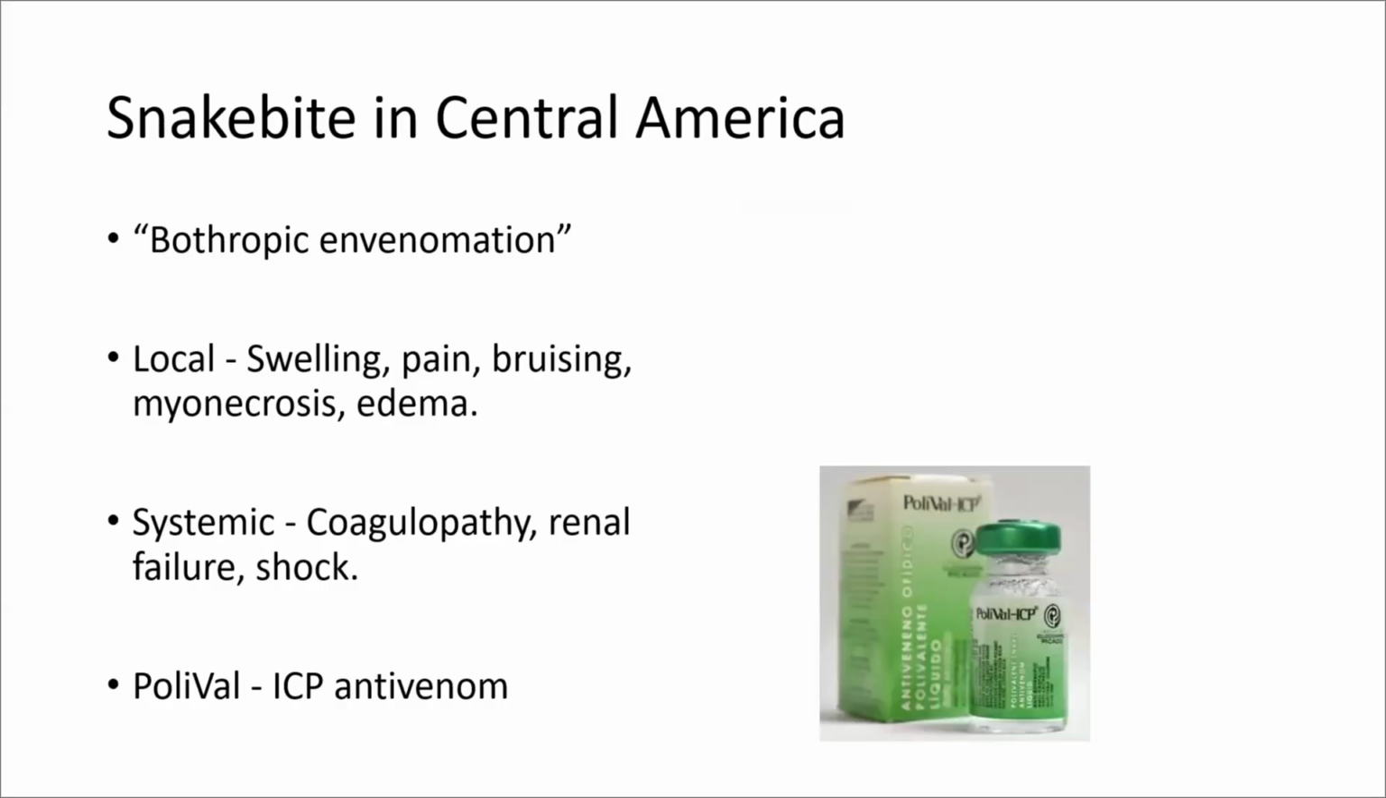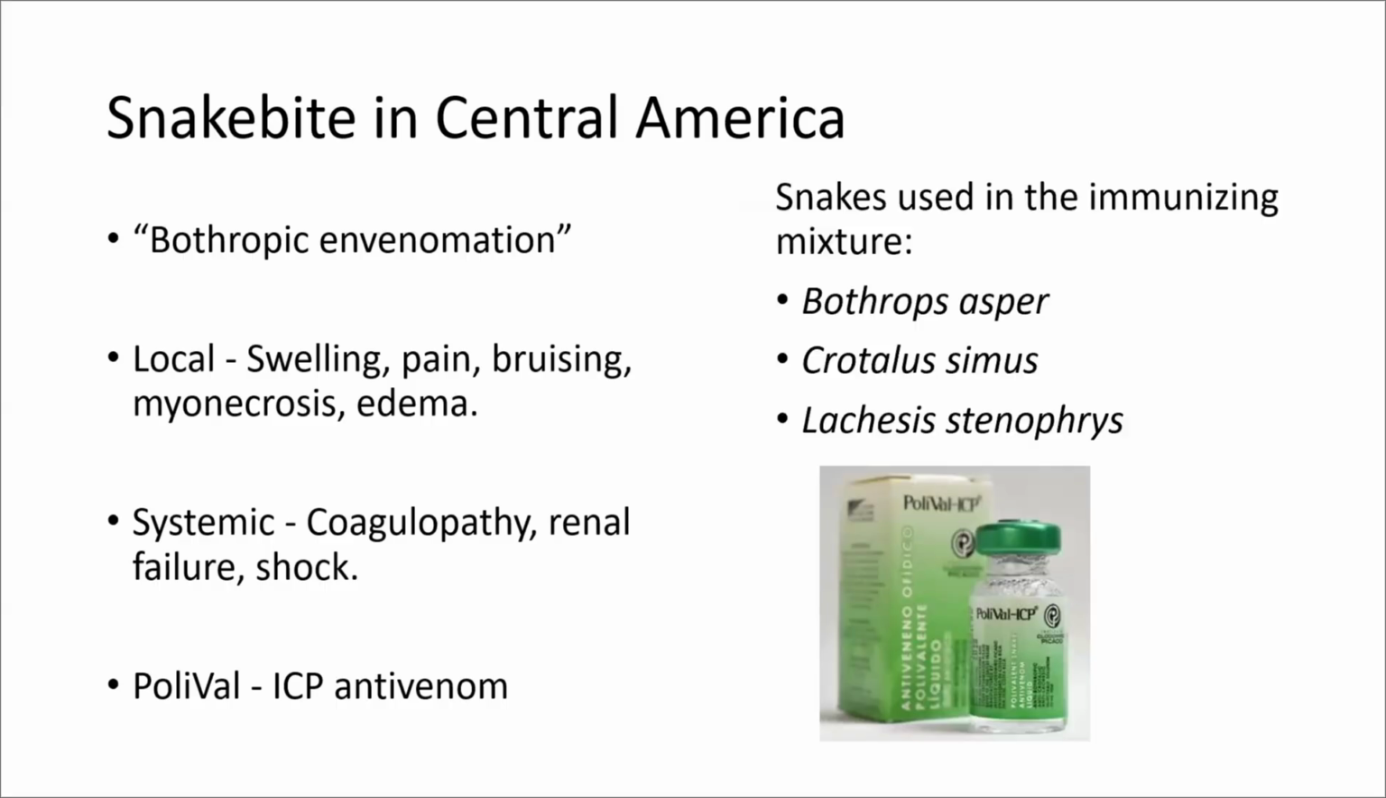And to treat that, they use the polyvalent ICP antivenom, which is made up with equal parts Bothrops asper, Crotalus simus, and Lachesis stenophrys. With it being a polyvalent antivenom, they're hoping that the venom phenotypes of these snakes cover a variety of different venom effects.